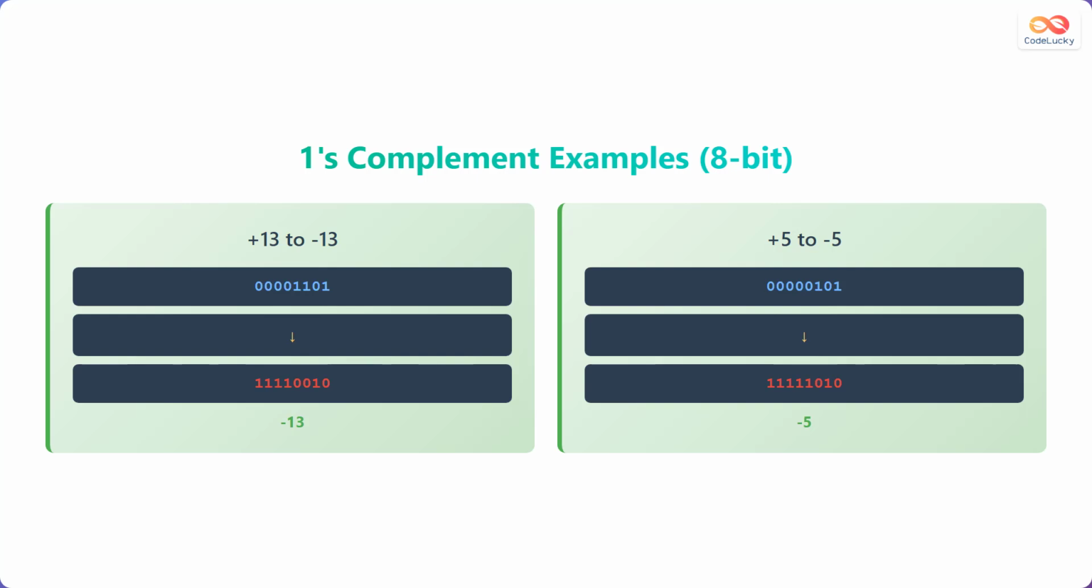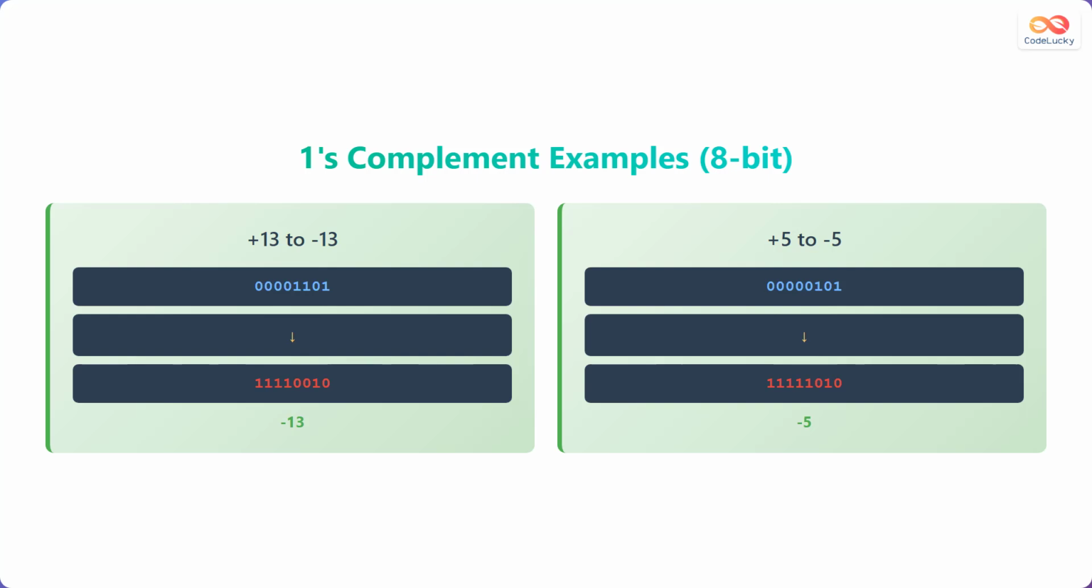Let's look at a couple of examples of 1's complement representation, again using 8 bits. To convert positive 13 to negative 13, we start with the binary representation of positive 13, which is 0001101. Then we invert all of the bits. All zeros become 1's and all 1's become zeros, resulting in 11110010. This is the 1's complement representation of negative 13.